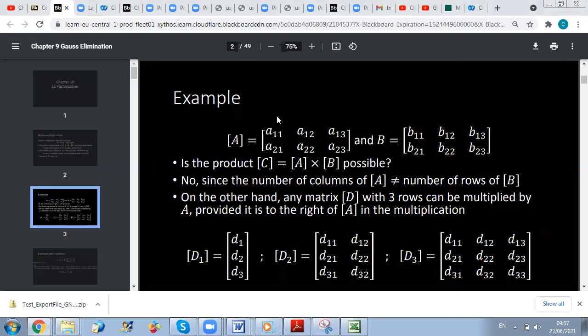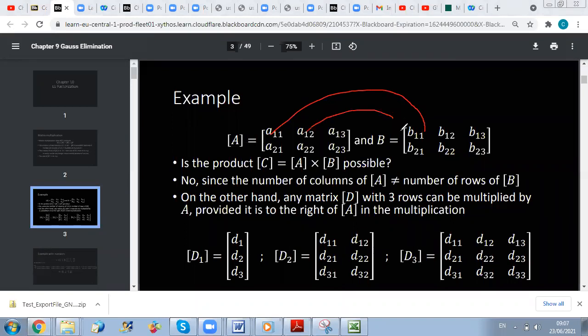Let us consider this example. If we are given these two matrices A and B, it's not possible to do their product. Why? Because of how we do the product: when we have A times B, we compute A11 times B11 plus A12 times B21 plus A13 times, and we should have an element here. This is why the condition is that the number of columns of A must match the number of rows of B. So if we have 3 columns here, we should have 3 rows there.